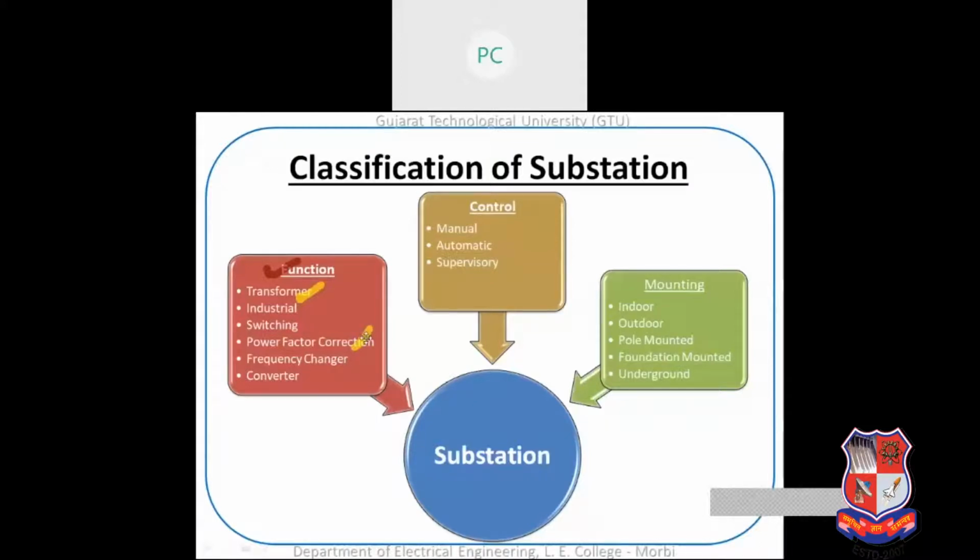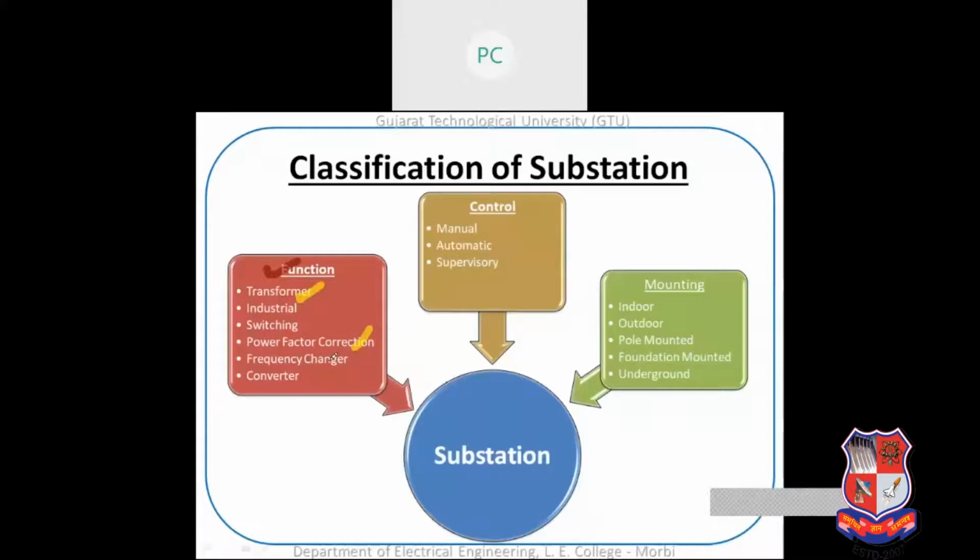We all know that we use a synchronous condenser in order to improve the power factor. So when we say that we have a power factor correction substation, we are using either a synchronous condenser, or in many industries they are placing capacitor banks for power factor correction. So that is the power factor correction substation. The next is frequency changer substations.